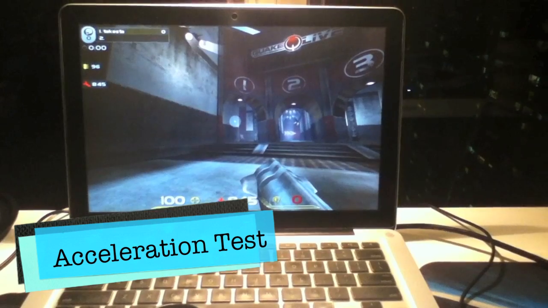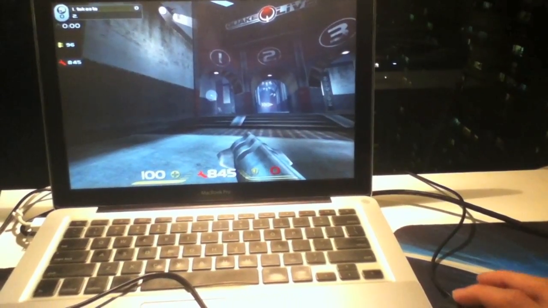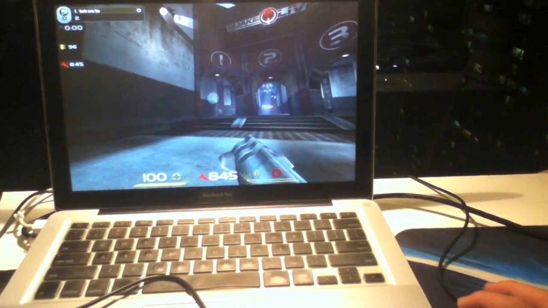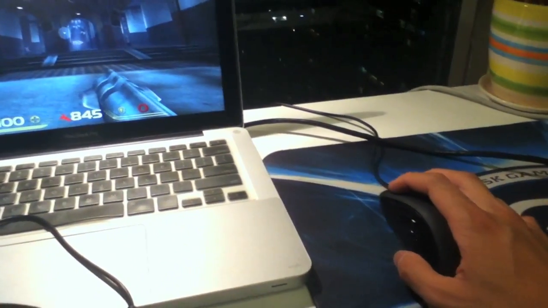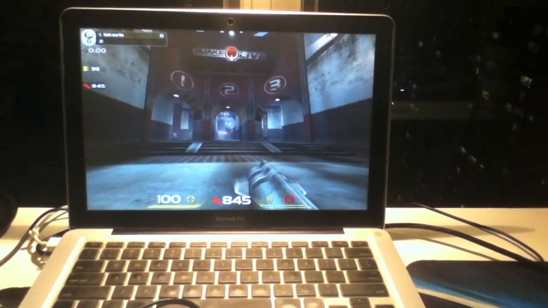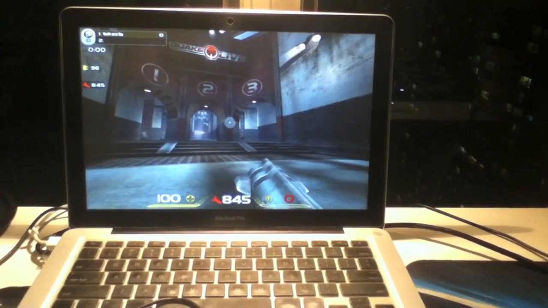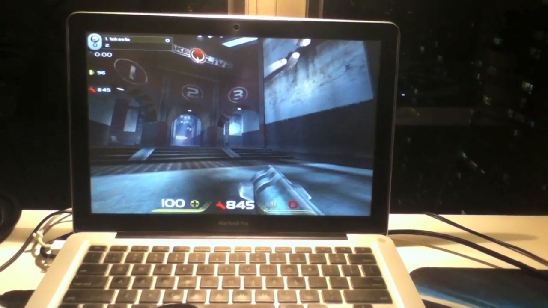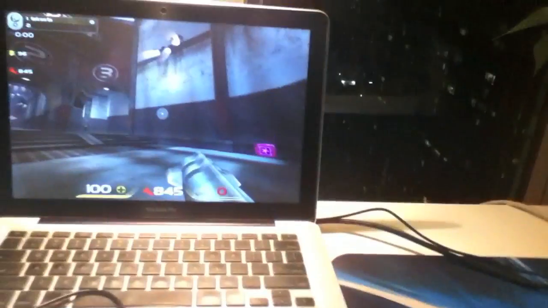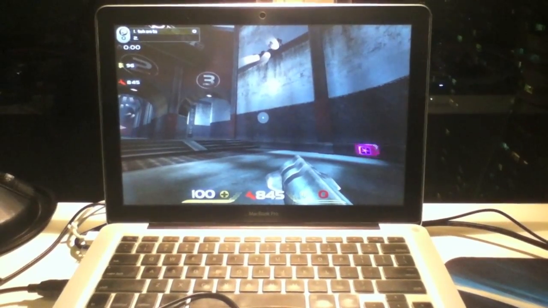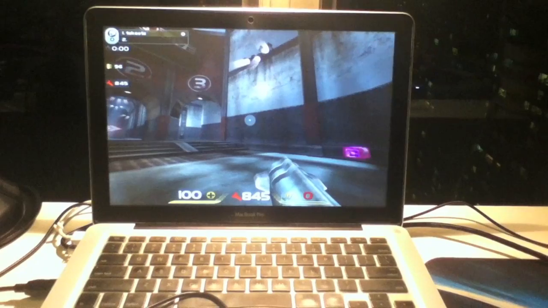We have here Quake Live, and what I'm gonna do is first of all move the mouse extremely slow, so you can see my mouse is moving extremely slow, and my person is panning extremely slow. So pretty much I move my mouse the entire way, and I pretty much pan like nothing. So let's just move this back.